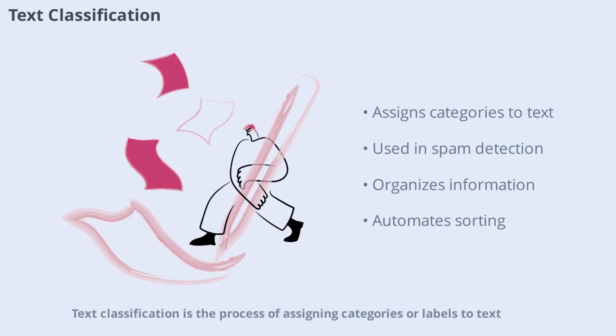Text classification is the process of assigning categories or labels to text. It's used in spam detection, topic labeling, and sentiment analysis. By training algorithms on labeled data, NLP systems can automatically sort new text into predefined categories. This technique is essential for organizing large volumes of information and is a key part of many modern applications, from email filters to news aggregators.